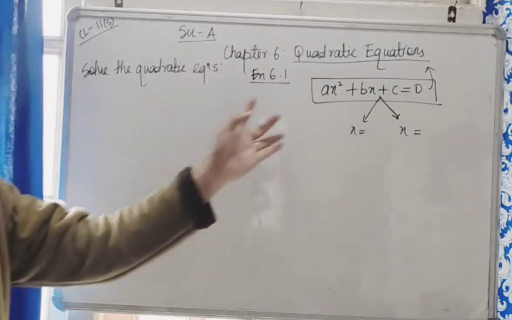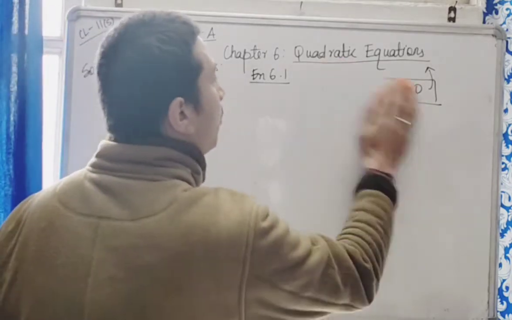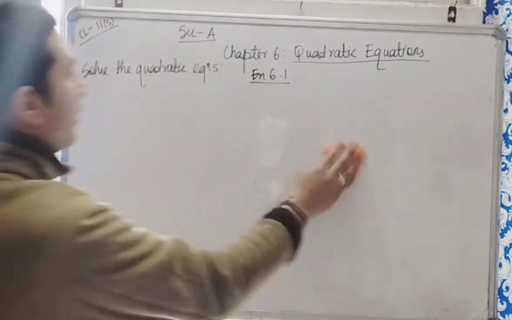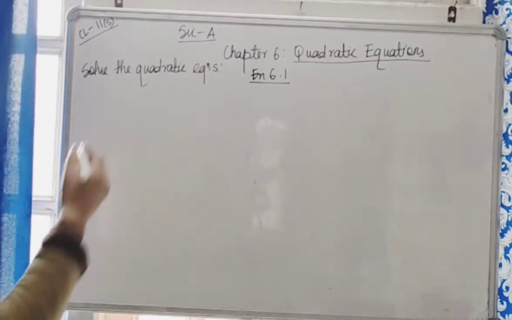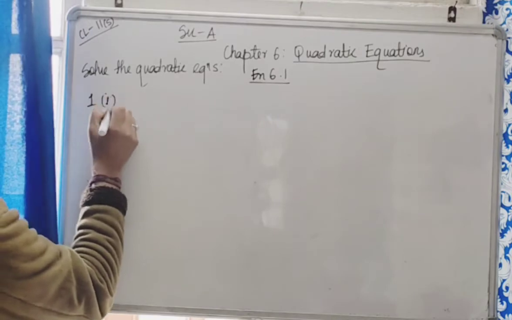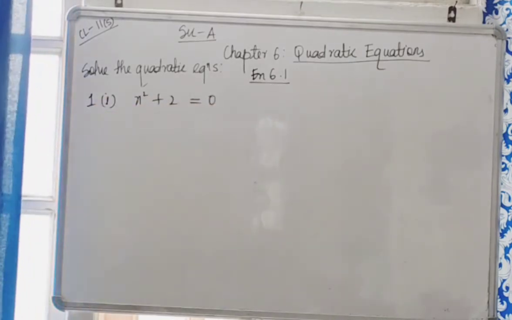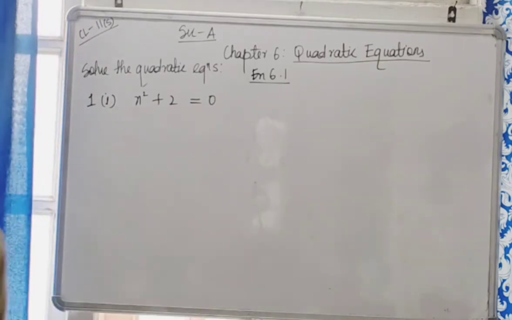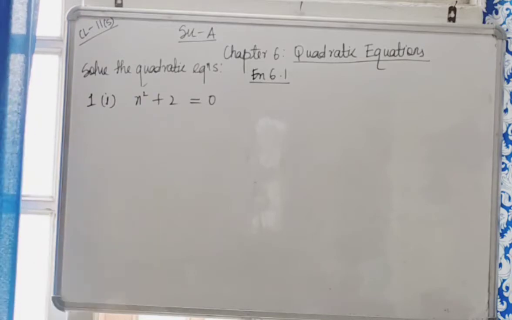Let's start with exercise 6.1. Question number 1: solve the quadratic equation. Part 1 is x square plus 2 equals 0. I don't know whether all of you have got your books or not, but it's okay. I'll be doing most of the sums on the board or in the Google class.